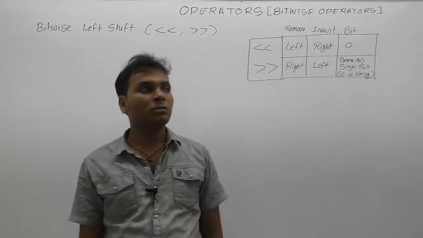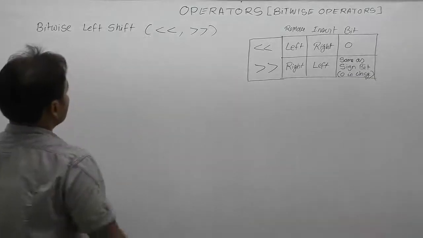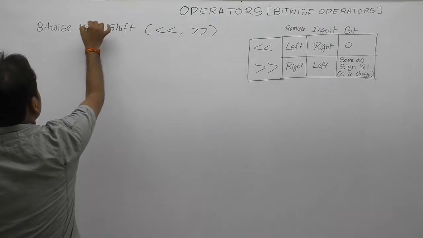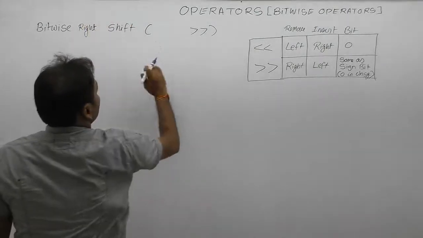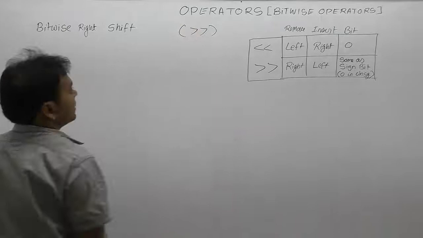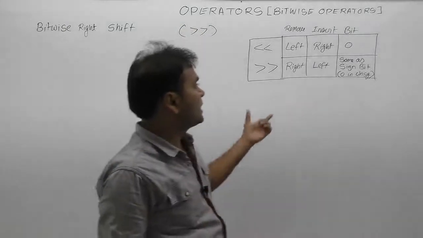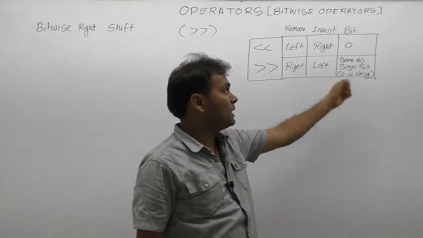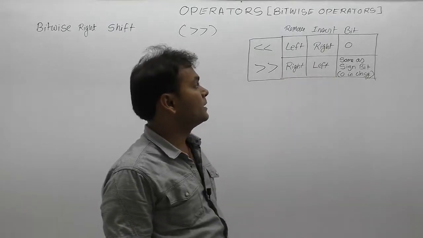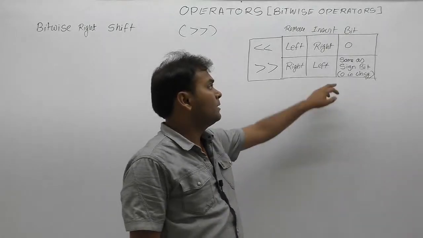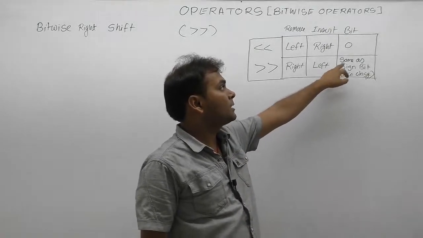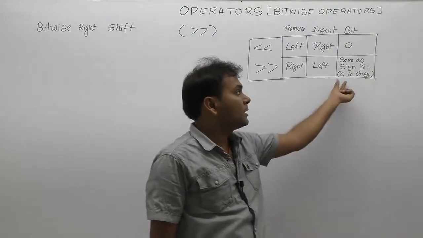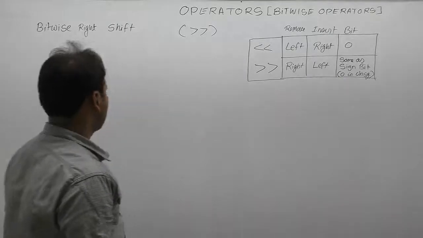Our next one is about the right shift operator, or we can say bitwise right shift. In the case of right shift, we remove bits from the right hand side and insert bits from the left hand side. What is the value of the inserted bit? The inserted bit is either the same as the sign bit, or in the case of an unsigned integer, the inserted bit is 0. Let's see these examples.